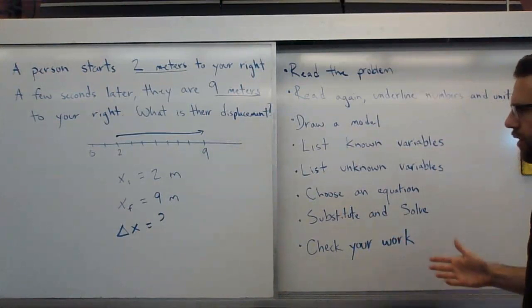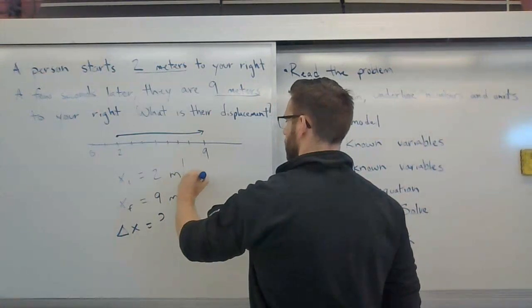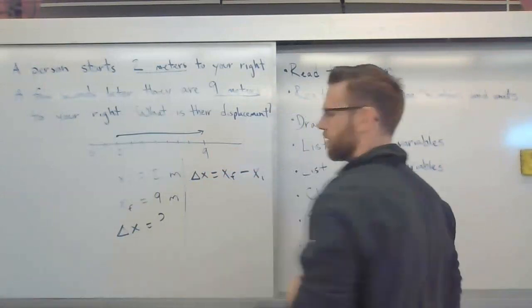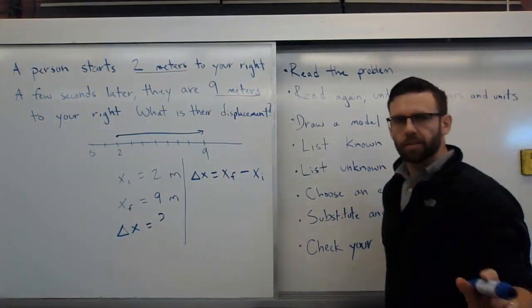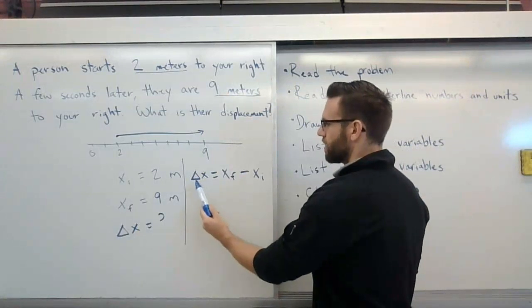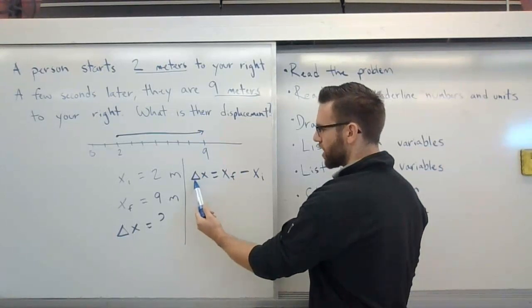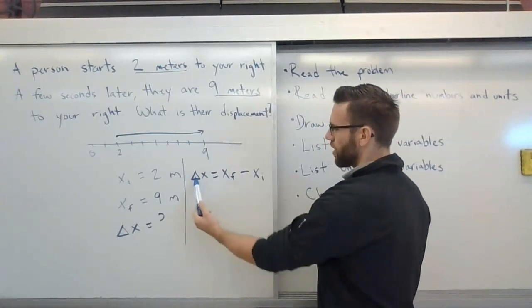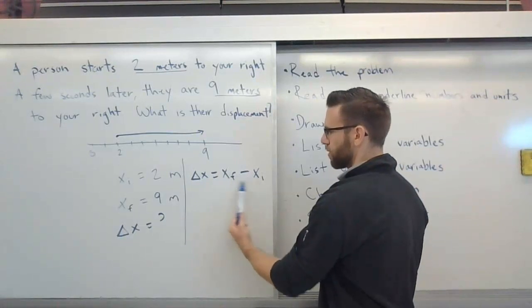Now I want to choose an equation. Well, one equation that we've talked about is displacement is final position minus initial position. So again, not to confuse anybody, but just take a step back looking at what these variables mean. Delta x. Delta means change, x means position. So literally this means change in position. That's what displacement is, how much did your position change? If I want to know that, I need to know where did I end and where did I start? And I'm going to subtract those two things.